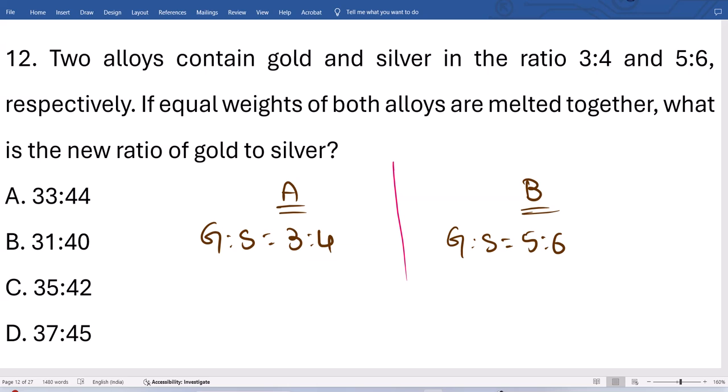Fine, so good. Now here, equal weights of both alloys are melted together. What is the new ratio of gold to silver? Right. Now, listen. And it's a good question. See, what they want to convey, listen. See, in classroom A, boys and girls are 3:4. In classroom B, boys and girls are 5:6.